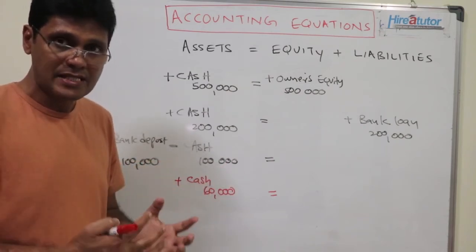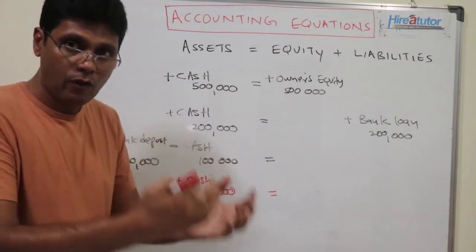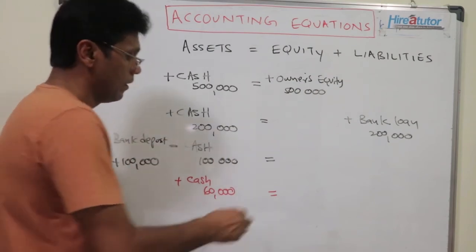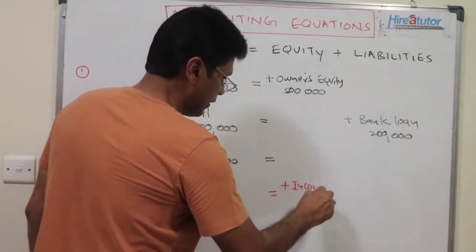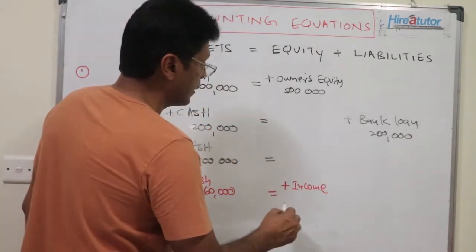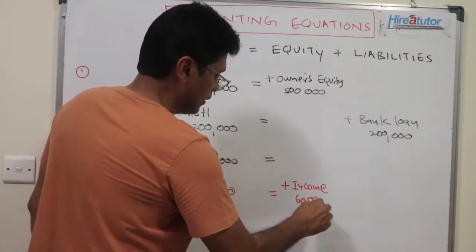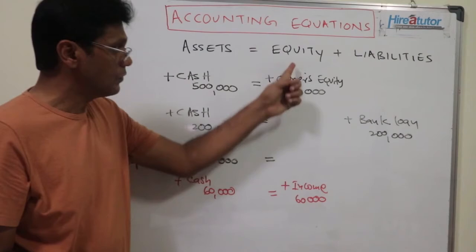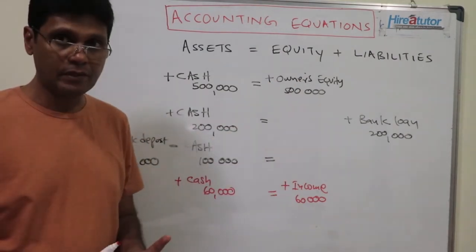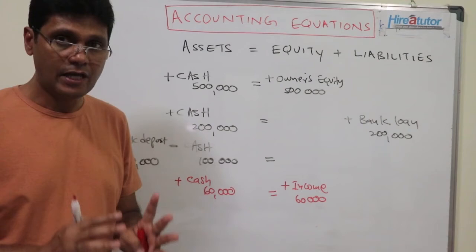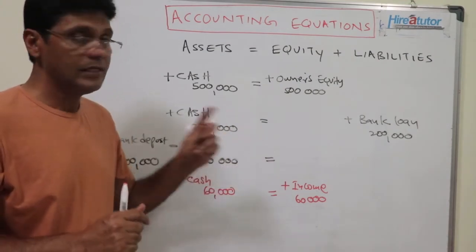So the business has a liability towards the owner. Therefore, the income has to be recorded under equity. Since it has to be paid back to the owner, it will increase. So please remember, if there is any income, it has to be adjusted under equity.